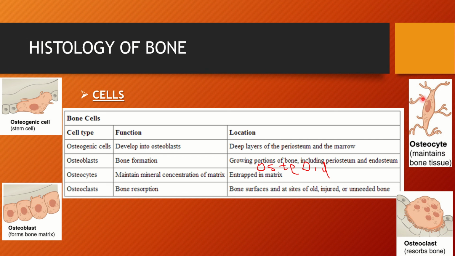The place of the osteocyte was the lacuna, and the place of the osteoclast is the resorption bay, or Howship's lacuna. Previously it was called Howship's lacuna, but now it is called the resorption bay. It eats the bone because of the remodeling functions of the bone.